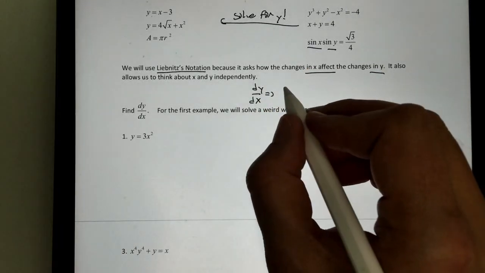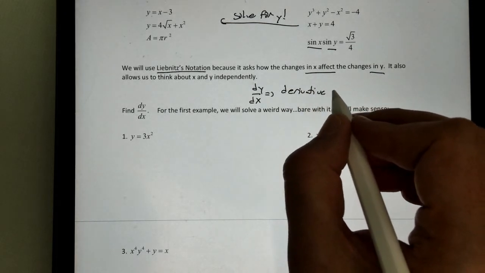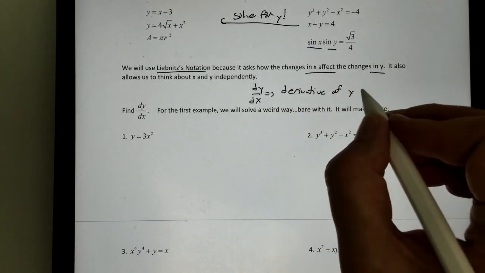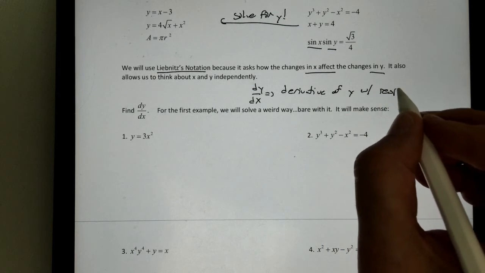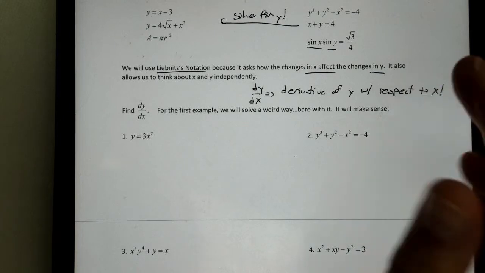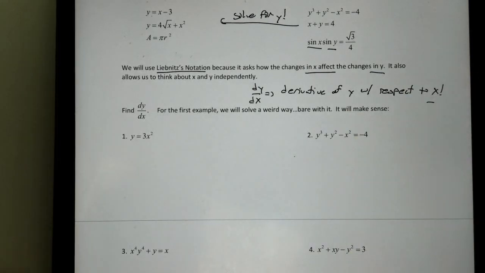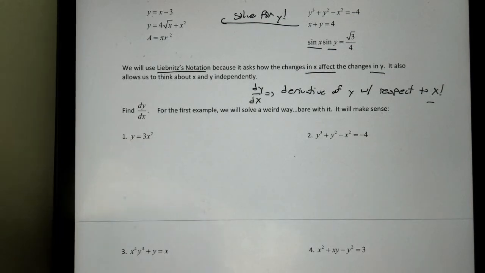This is saying we are going to take the derivative of the function y with respect to x. Now, when we get to related rates, we're going to change this variable. So today's lesson is very important for us. We really want to pay attention. So let's take a look at a very simple one.